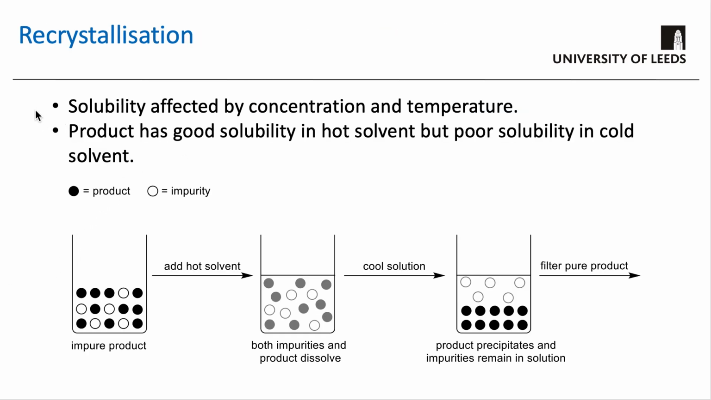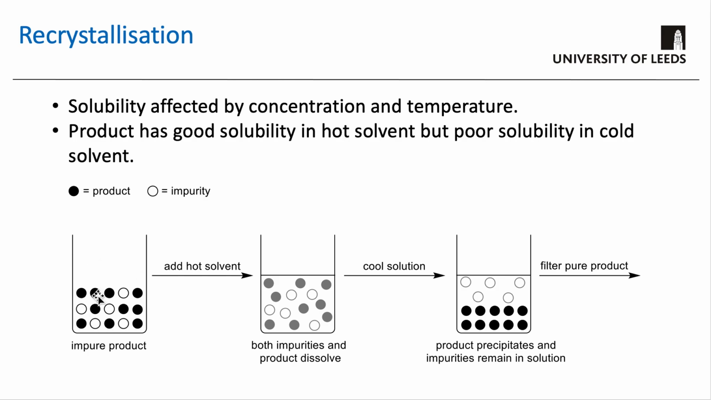Okay, and these factors, polarity, volume of solvents, so concentration, and temperature, underpin the technique of recrystallization that you use as one of your main ways of purifying your samples in your experiments. So what you do is you pick a solvent for your recrystallization that matches up with the compound you're trying to recrystallize in such a way that it has good solubility when the solvent is hot, but poor solubility when the solvent is cold.